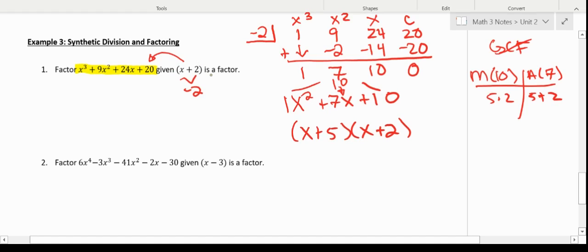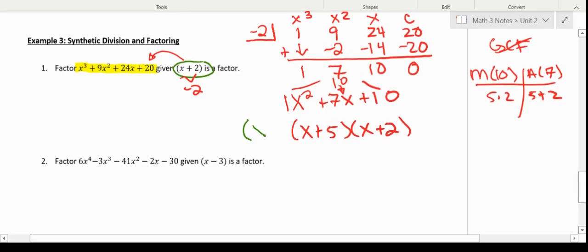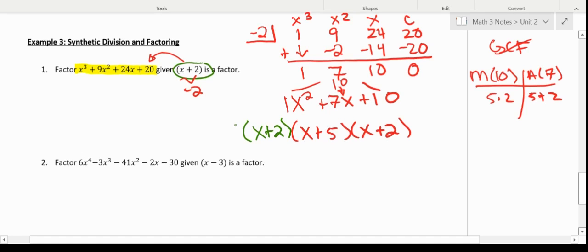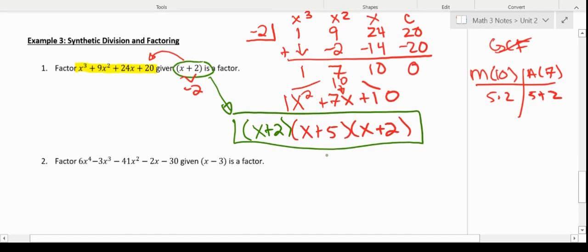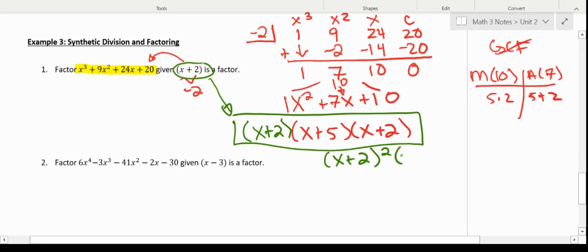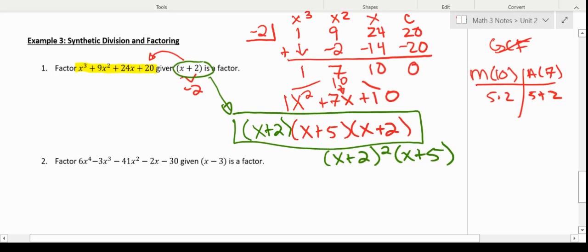And then if I factor it completely, I still had an x plus 2 that was here too. So you can either write your answer like this. This is your final answer because I had to put that factor in there. Or you might also have written it, since there's 2 x plus 2's, x plus 2 quantity squared times x plus 5. Both would be correct.